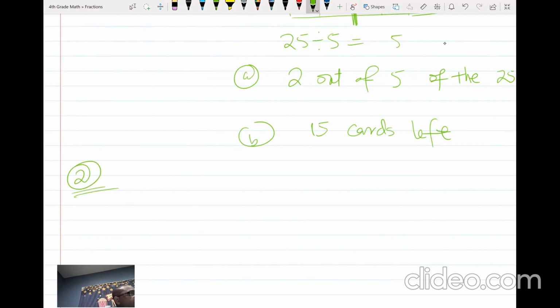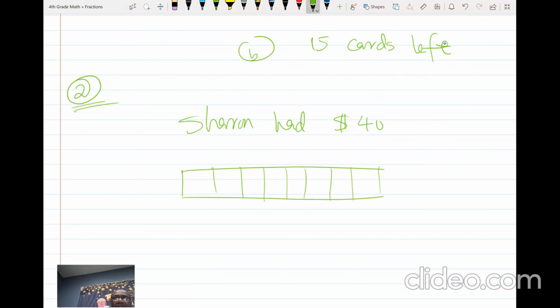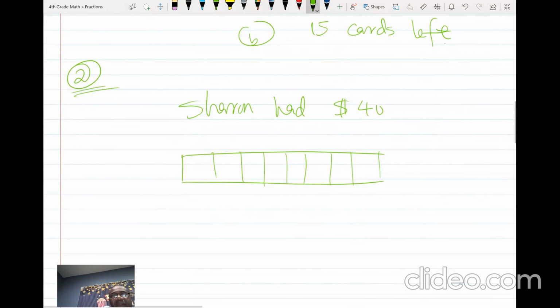Number 2. Okay, so Sharon had $40, right? And she spent 3/8 of the money on a storybook. Okay, $40. And then 3/8 tells us we're going to divide the $40 into 8 parts. 1, 2, 3, 4, 5, 6, 7. If I draw 7 lines into that, that will make 8 parts. So $40 divided into 8 parts, right? That means each part is 5.